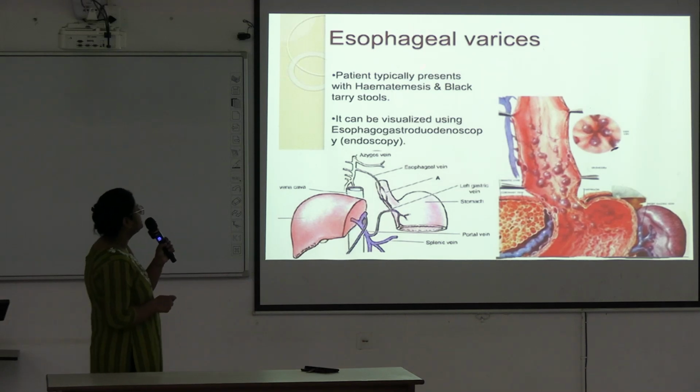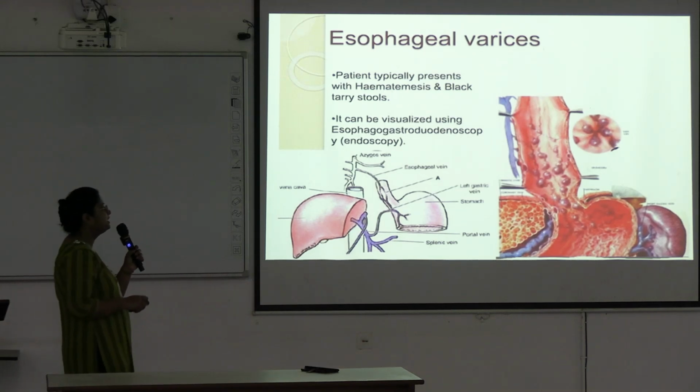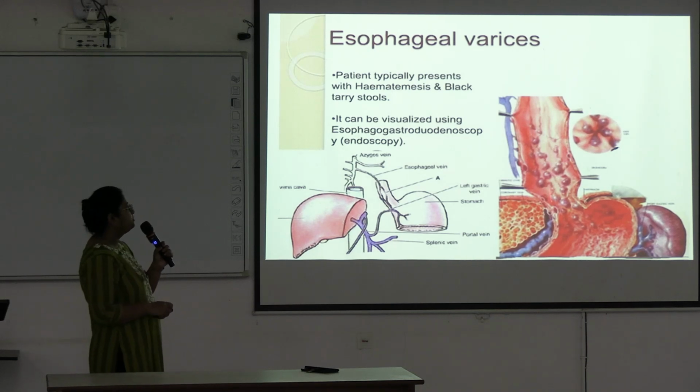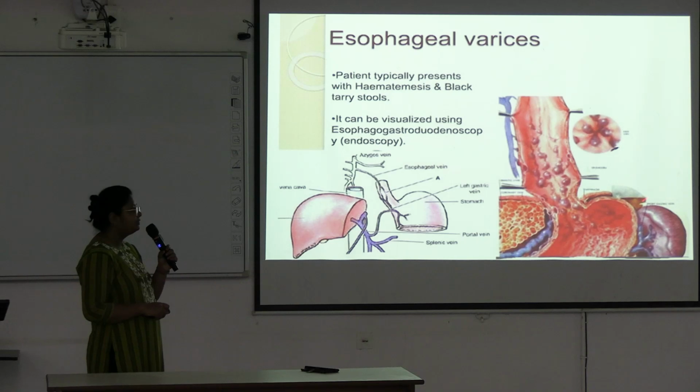So see the esophageal varices. We have cut open the esophagus and stomach. At the lower end of the esophagus, you can see these dilated veins. In endoscopic view, you will see it like this. You can see these dilated veins, and they can bleed easily.